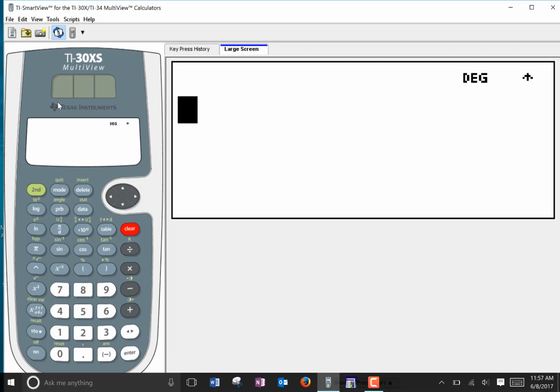The other thing that you'll see a lot on this calculator is square root. It's right here. So if you hit second square root, the square root sign pops up on that calculator. Whatever number you need, you just pop it in there and hit enter. So those are some of the things that are on your calculator.